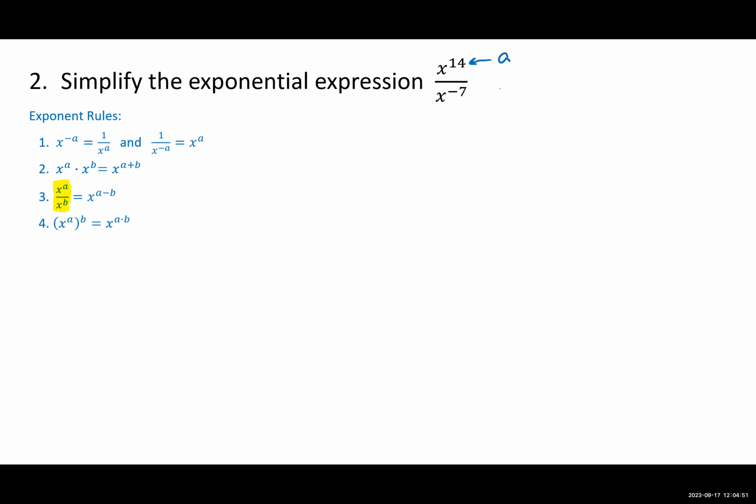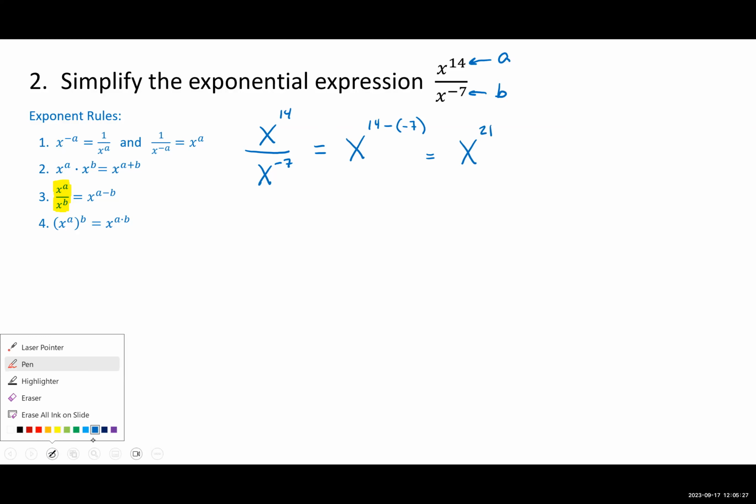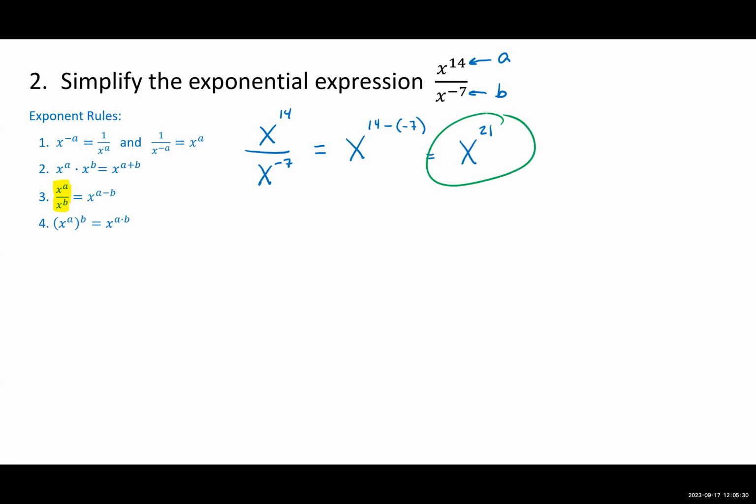The a is the 14 and the b is the negative 7. So we could say x to the 14th power divided by x to the negative 7th power is equal to, well, when we have a fraction with the same base, we subtract exponents. So that's x to the 14th power minus a negative 7. Make sure you're subtracting, and in this case, we're subtracting a negative, which becomes addition. So that gives us x to the power of 21. Right, and that should do it for this one.